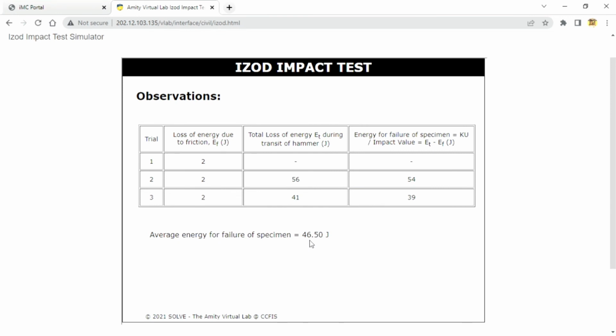So the conclusion for the Izod Impact Test is that the impact test is used in studying the toughness of material. Toughness is connected with both the ductility and the strength of the material, and the impact test also involves the sudden and dynamic application of the load.